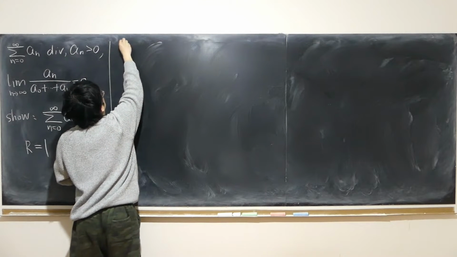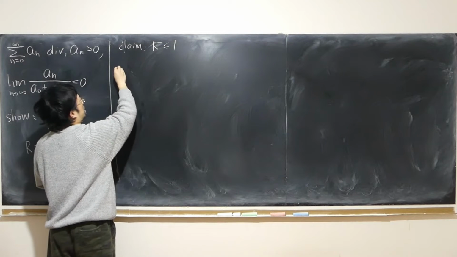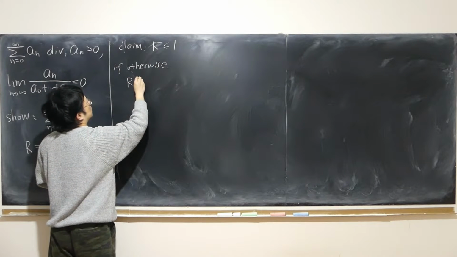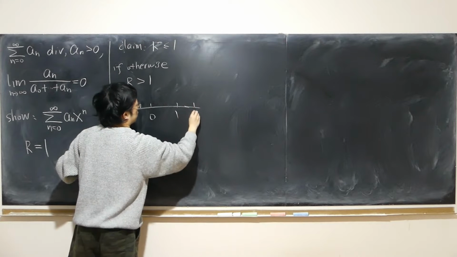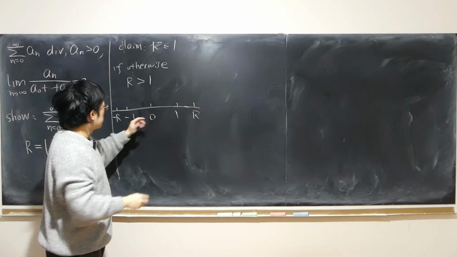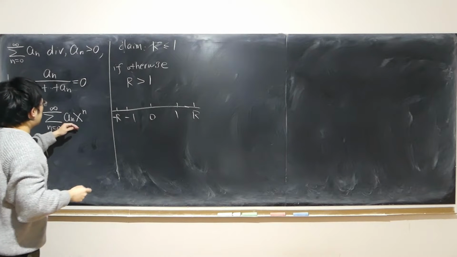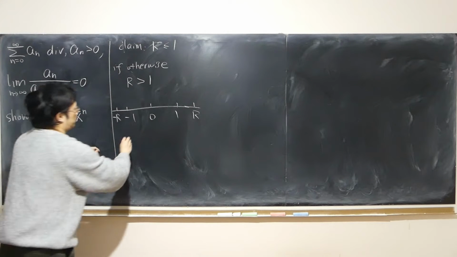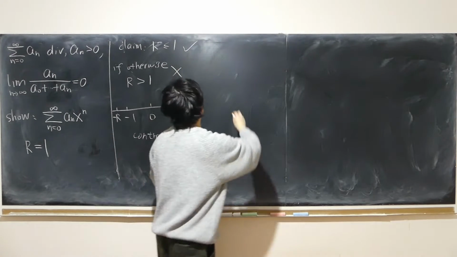Because here's my claim: R is less than or equal to 1. If otherwise, in other words, if R is bigger than 1, what's going to happen? For example, R is right here. Which means any point inside this open interval makes this infinite power series convergent. However, when x is equal to 1, we have exactly this numerical series given to be divergent. So that's a contradiction.